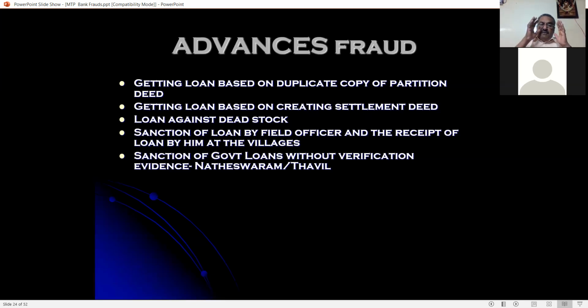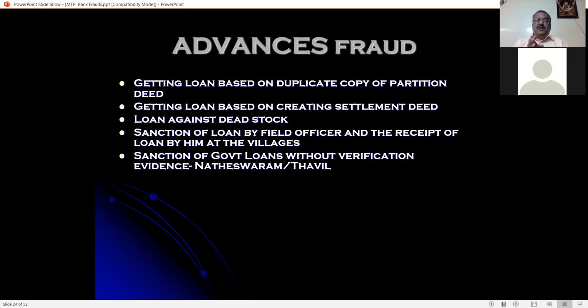So a fraud can be taken. You can identify the fraud by looking into the account, and you have to go to the genuineness of the transaction. That way you can identify the fraud. With this, there are so many experiences in the advances.